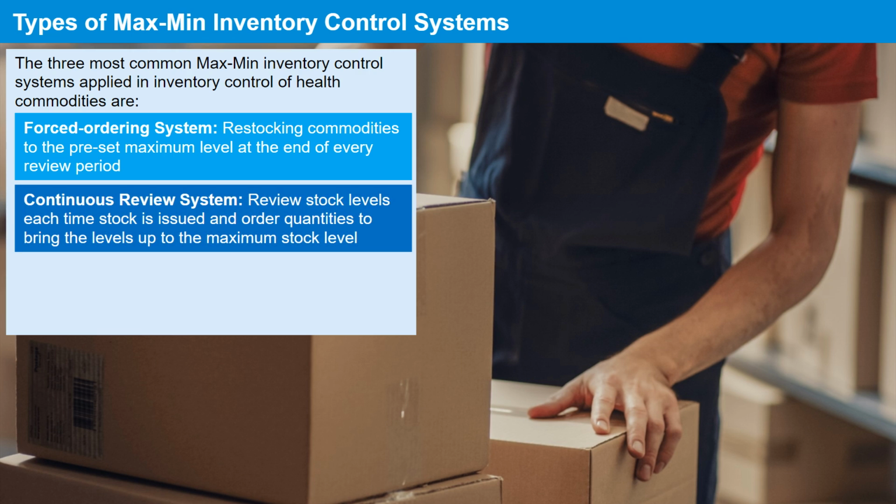Continuous review system is a system which requires a review of stock levels each time the stock of each commodity is issued.